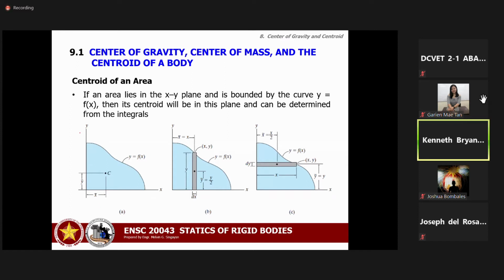So say you have this x and y axis, then you have the curve y equal to f of x. These curves will bound this area, and this area has a centroid C. If you want to locate the centroid bar x and bar y, we'll apply integration. And how? What we did before in calculus is, of course, we need to divide this into a number of strips.